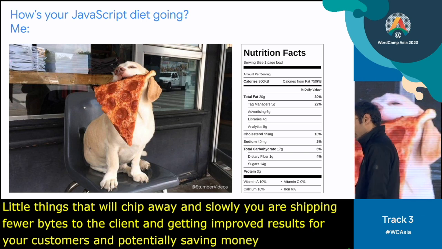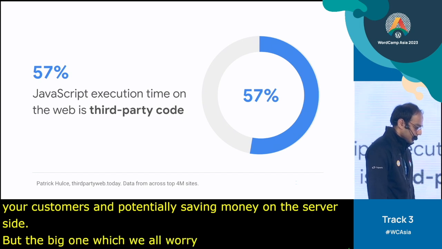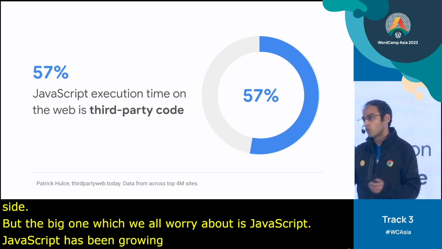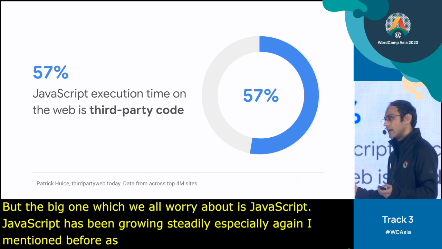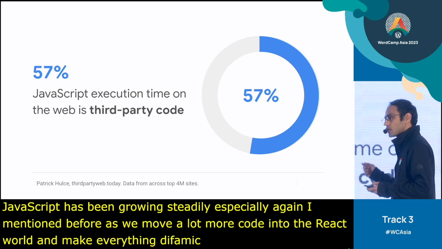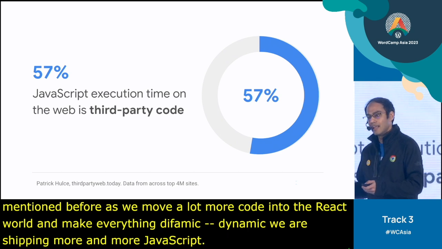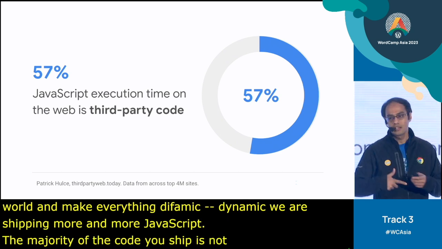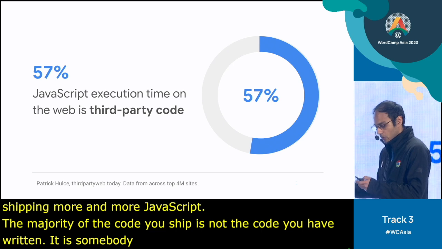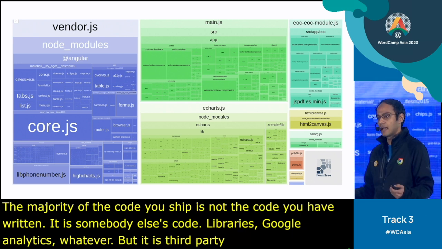But the big one, which we all worry about, I guess, is JavaScript. So JavaScript has been growing steadily, especially, again, I mentioned before as well, as we move a lot more code into the React world and make everything dynamic, we're shipping more and more JavaScript. The important thing to know about JavaScript is that the majority of the code that you ship is not the code that you've written. It's somebody else's code. It's libraries, it's Google Analytics, it's those AdWords scripts, whatever. But it's third-party code. So the objective for us usually is, how do you reduce that?